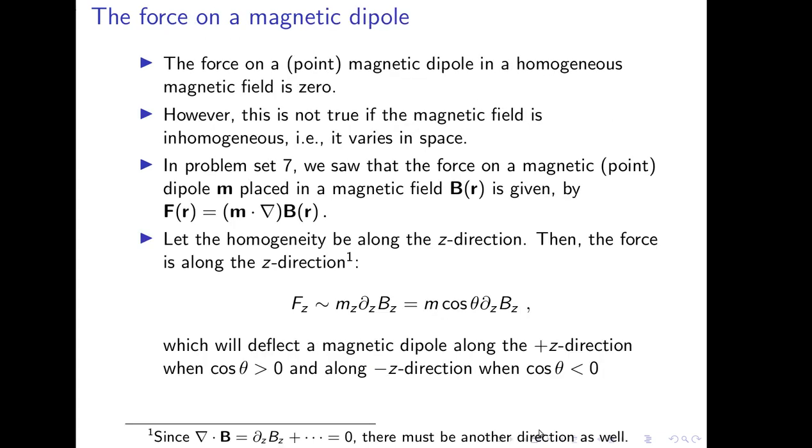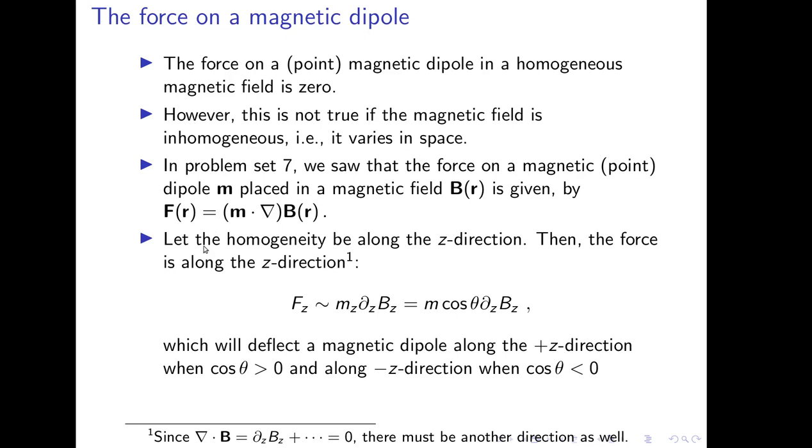So now let's look at the force on a magnetic dipole. One thing we know is that there will be no magnetic force if the field is homogeneous, that means it's constant, uniform everywhere. However, it's not true if the field is inhomogeneous, that is, if it varies in space. In problem set 7, we actually worked this out. So there's a magnetic dipole m in an inhomogeneous magnetic field B. We saw that the force was m dot del, a scalar operator, acting on B.